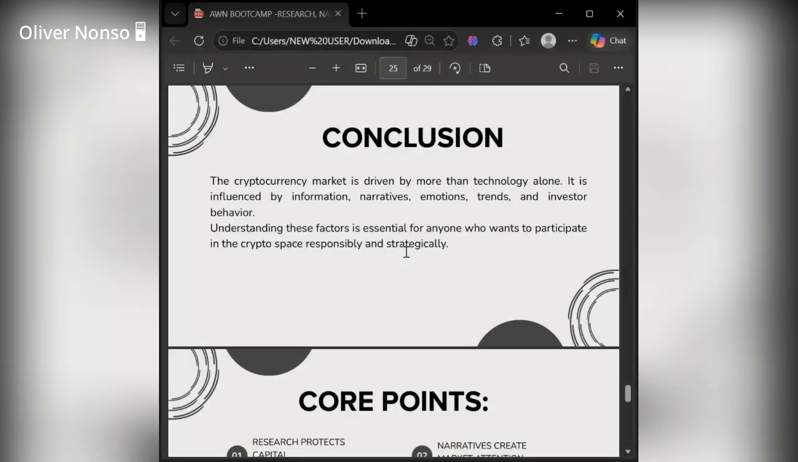So news, aside from market conditions, news, fundamentals, narratives, they affect the financial market a whole lot. I'm trying to give you a bigger picture so that you don't just limit it to the crypto space alone.